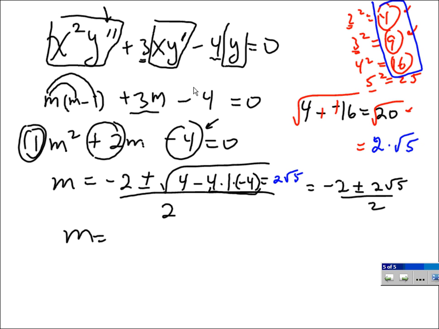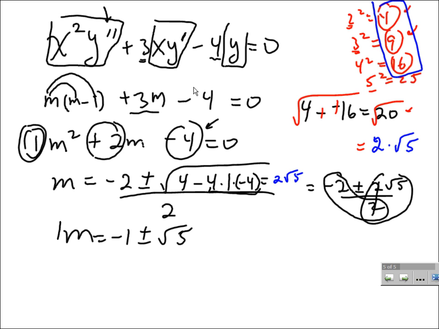And we do 2 quick divisions. This division is negative 1 plus or minus. And that division, the 2's cancel, and you just get square root of 5. So we have our answer.